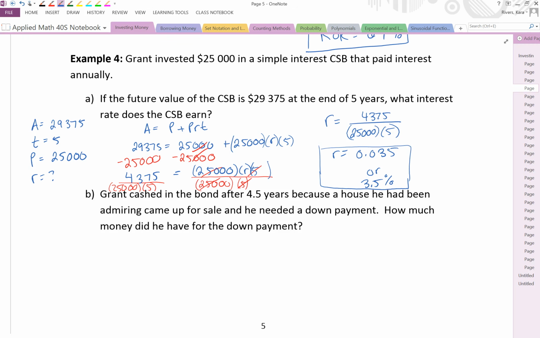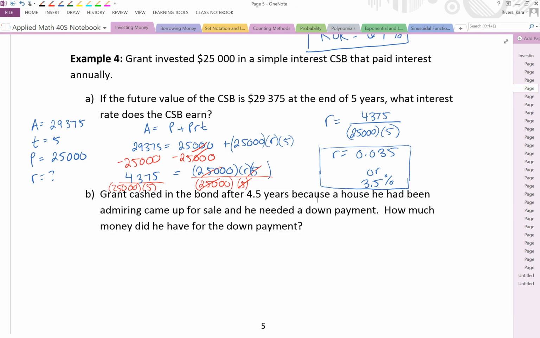Alright, so in example 4, Grant invested $25,000 in a simple interest CSB, Canada Savings Bond, that paid interest annually. If we look here, it says that the future value was $29,375 at the end of 5 years. What interest rate did that produce? So what interest rate produced that future value? Rearranging very similarly to when we were solving for time, now we're solving for rate. Doing this, you would see that 3.5% on a $25,000 CSB would give you a future value of $29,375.